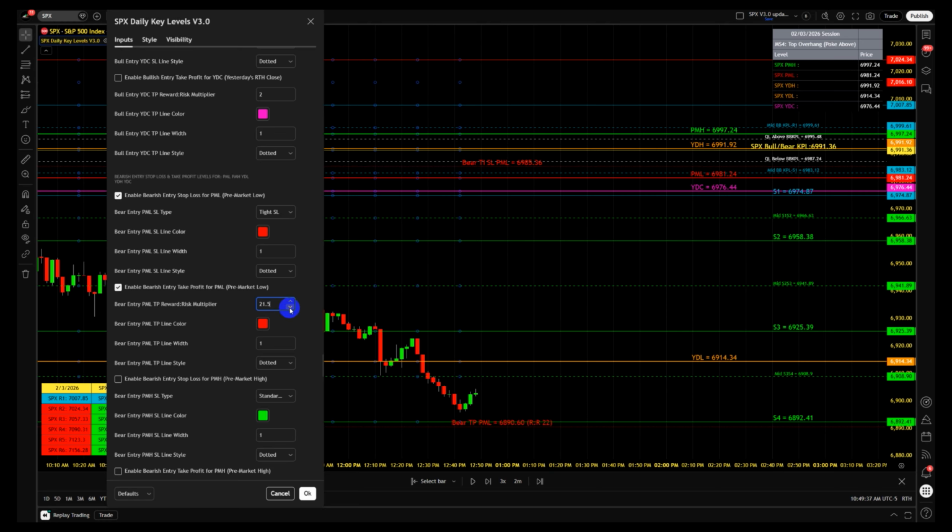Just under 22, so 21.5. And 21.5 is pretty much right on it. It's 68.92.66, and this is 68.92.41, so just slightly above that. So this will give you an idea of how much reward to risk using a tight stop loss. And we'll just go to the max 30 just to show you.